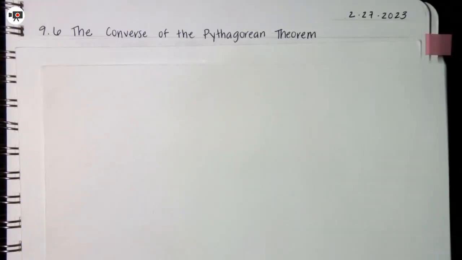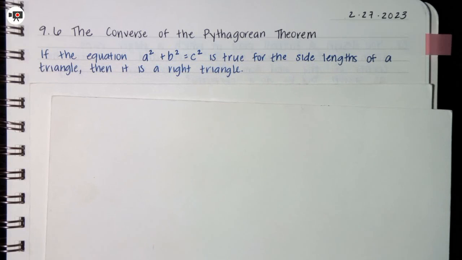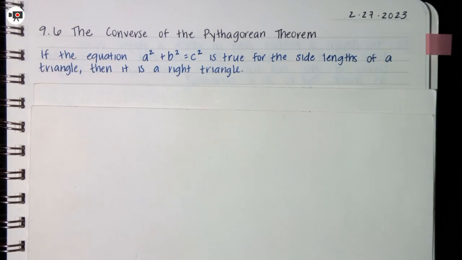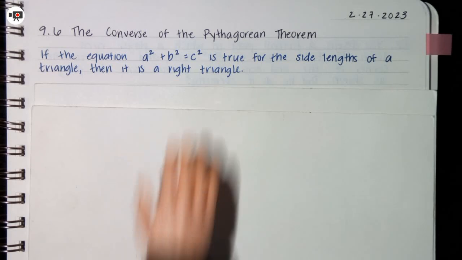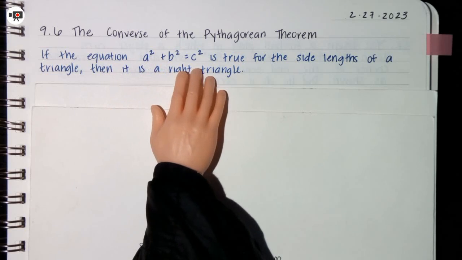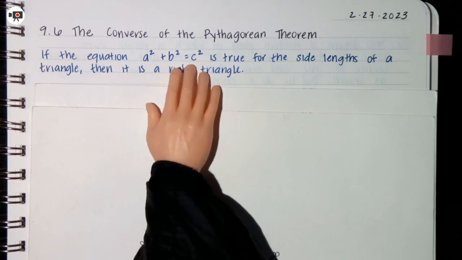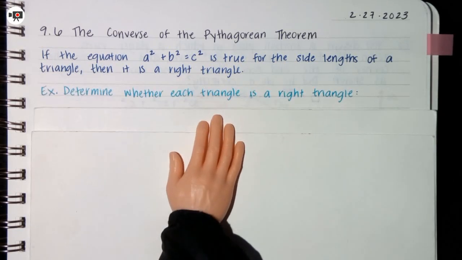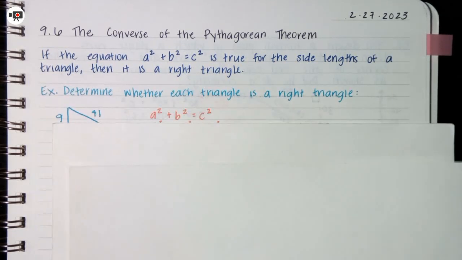This is 9.6, The Converse of the Pythagorean Theorem. If the equation a squared plus b squared equals c squared is true for the side lengths of a triangle, then it is a right triangle. So we're doing this a little bit backwards than what we did the first time we were looking at the Pythagorean Theorem, where we knew it was a right triangle and found the side lengths. This time we have the side lengths and we're checking to see if we get something true to verify if it is a right triangle. So we're going to determine whether it's a right triangle or not.